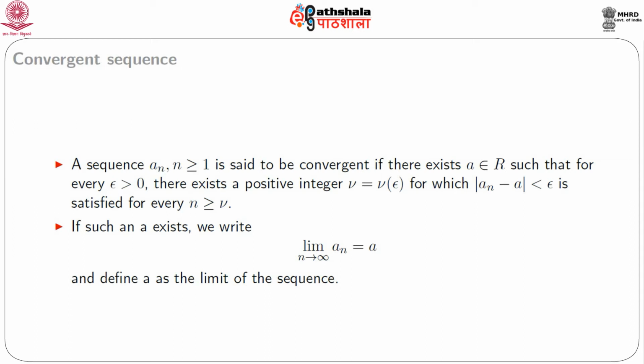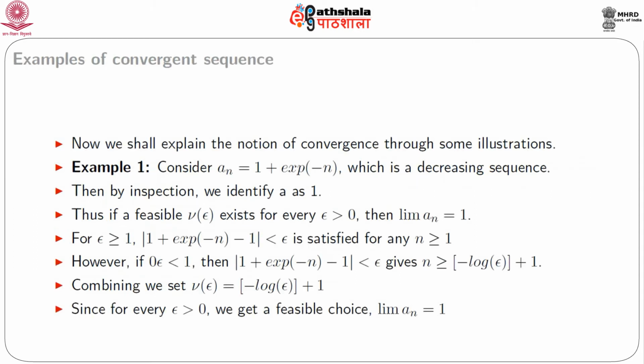If such an A, the real constant, exists, we write limit of a_n as A and define A as the limit of the sequence. So, convergence of a sequence has two components. Number one, a postulated value or postulated real constant A, and then finding a positive integer nu for every possible choice of positive epsilon. So, let us explain the notion of convergence through some illustrations.